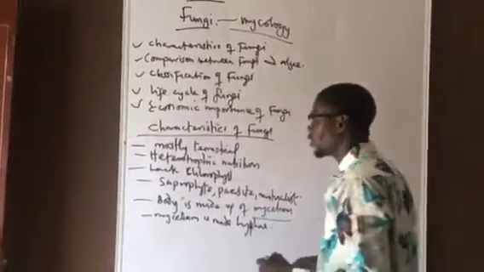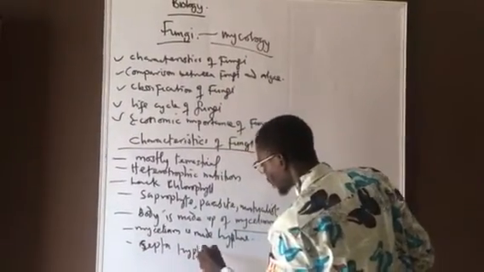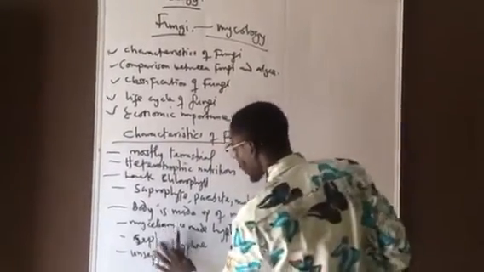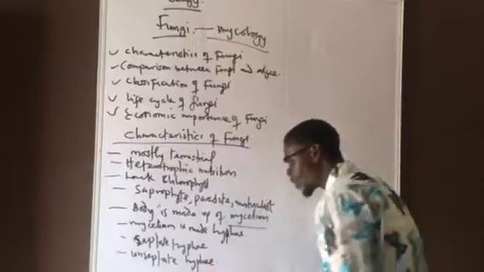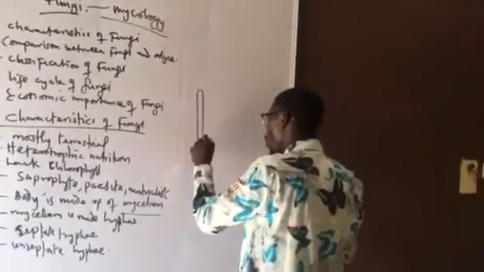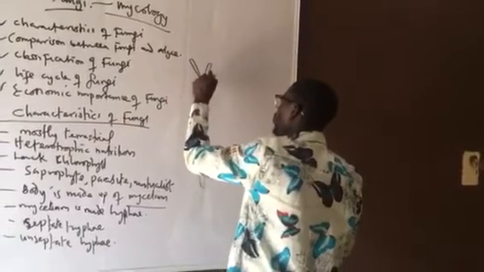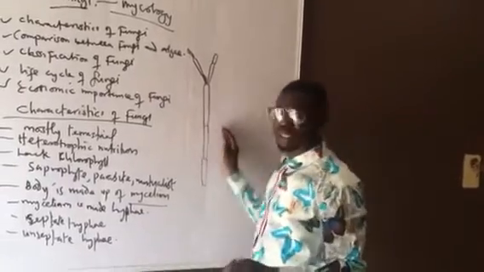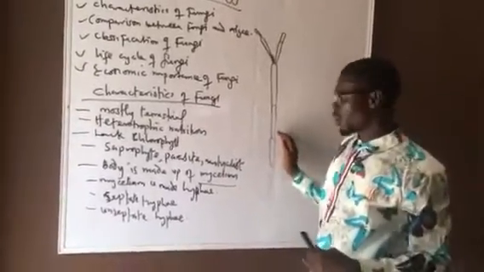We have two types of hyphae in fungi: septate hyphae and unseptate or aseptate hyphae. Septate hyphae comprise hyphae that are separated by cross walls. You have cross walls, partitions that separate the hyphae. That is what is referred to as septate hyphae.